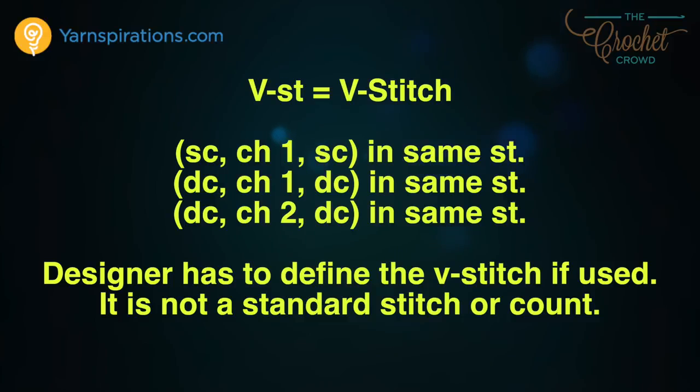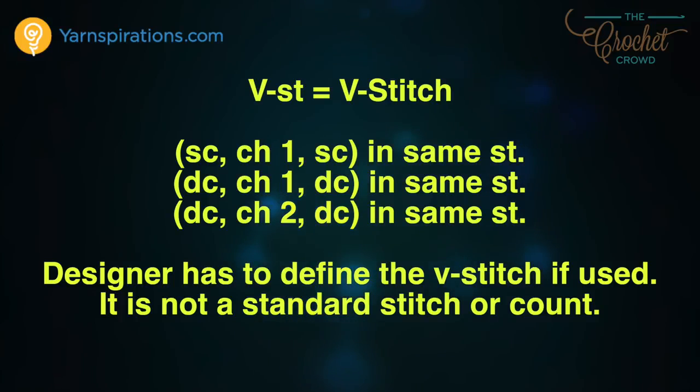So think of the letter V, and then think about chains that would rest in between the top of the V section. So V-stitches and shells and sprays can be different depending on the designer. V-stitches, shells, and sprays have no actual definition, and it's always defined in the pattern itself. So don't assume that they're always the same, because there are no standards of what V-stitches should be.